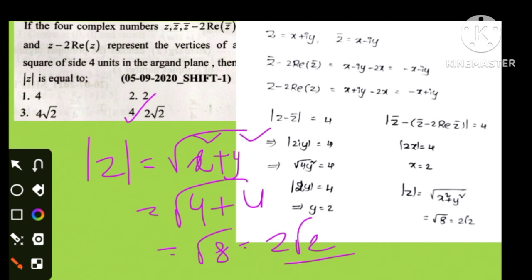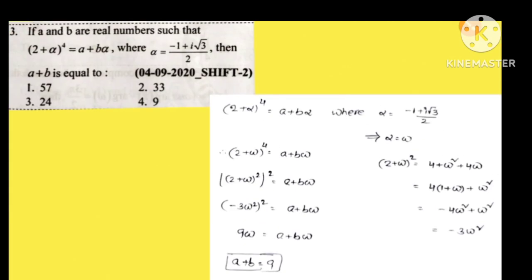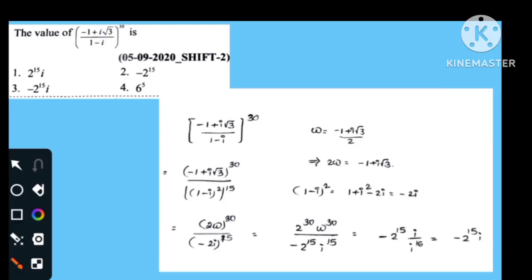This is a very easy question. Simply find the modulus values and distances and equate the distance values to 4. Directly given that the side of the square is equal to 4, and then you will get the x, y values. Then take the modulus value. That's all. Then find the mod z value. This is the answer. Okay, see the next problem.